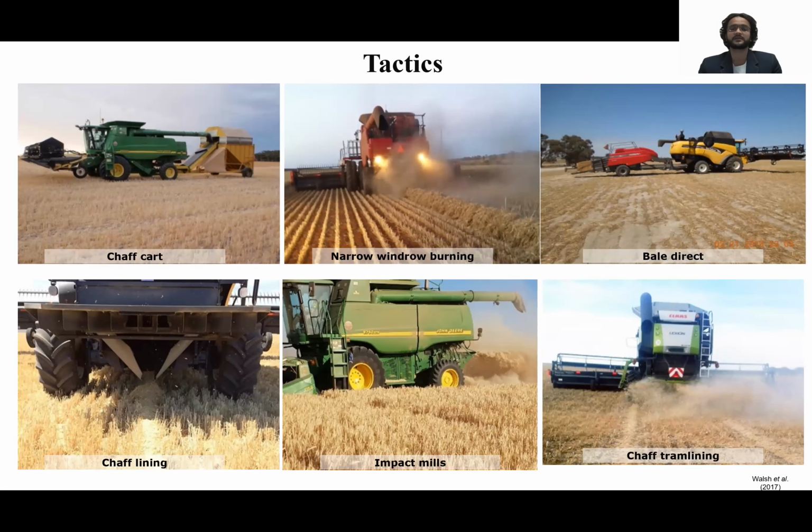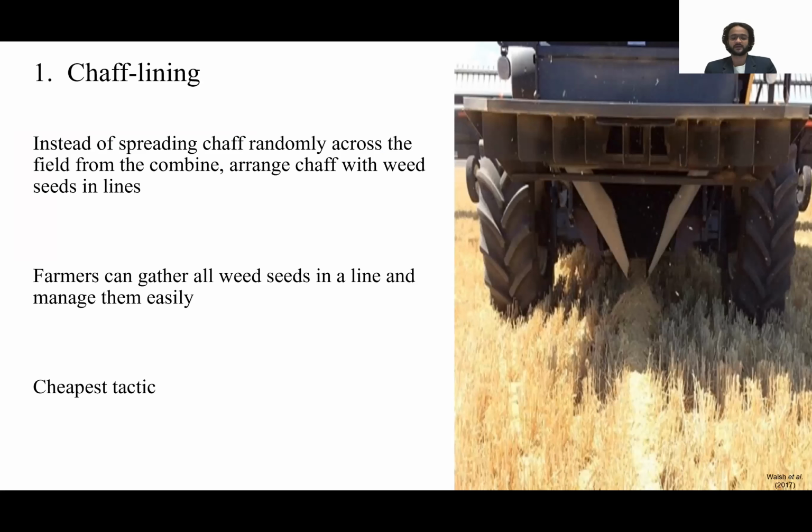So there are 6 different tactics of harvest weed seed control. As I mentioned, we will talk about each and every tactic individually. So first is chaff lining. In this tactic, the combine is modified in a way that chaff can be arranged in a line instead of spreading it randomly in the field. In this way, the farmer can gather all the weed seeds in the chaff fraction and manage them easily. This is the cheapest tactic of harvest weed seed control.